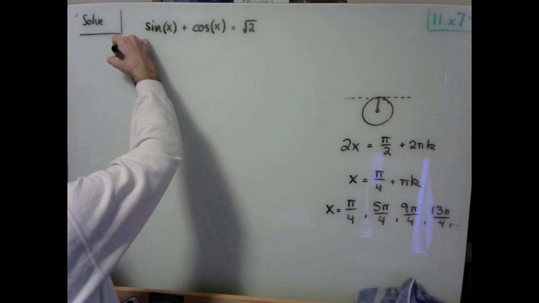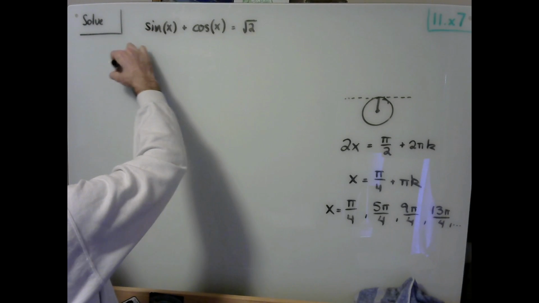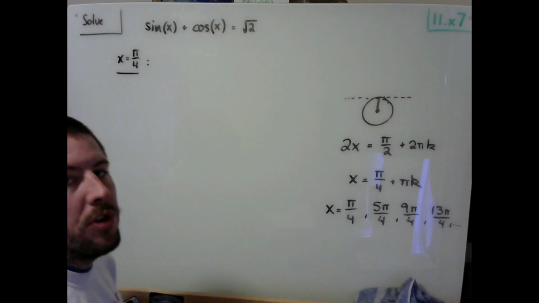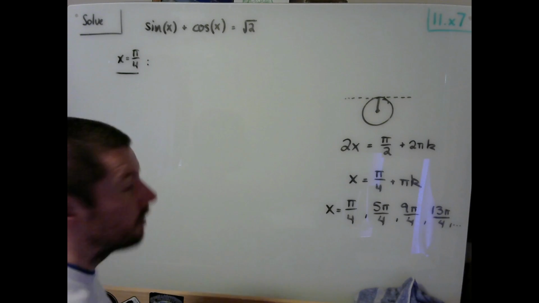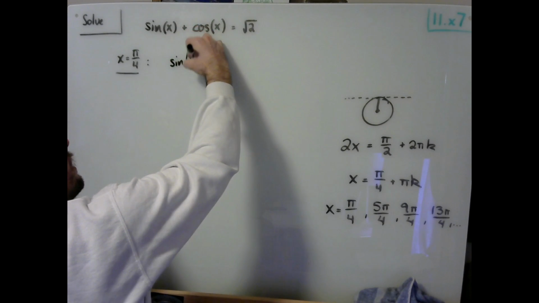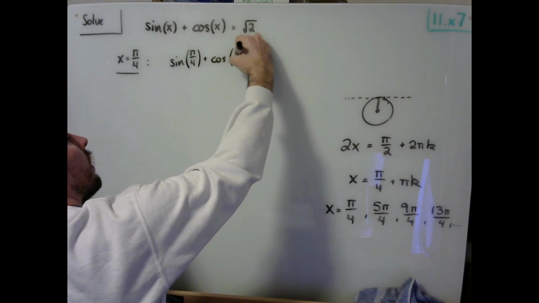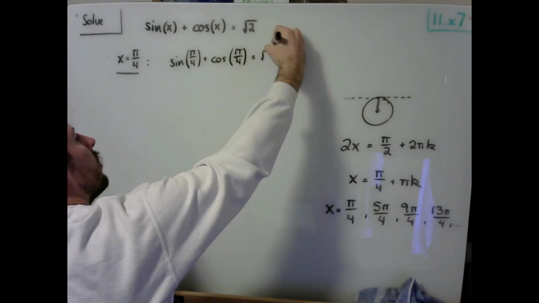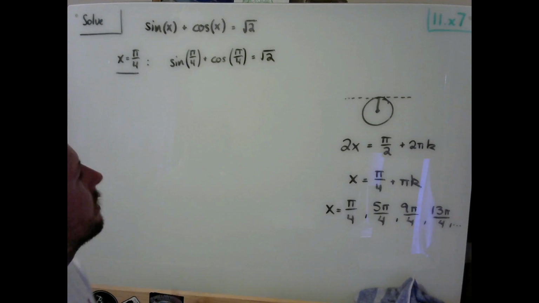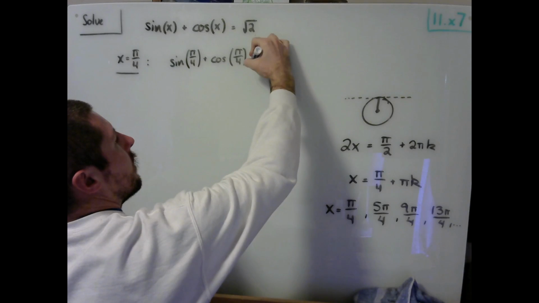So let's start trying some of these. Let's check a solution here. Let's see what happens if we do use the value of pi fourths. Is this really a solution? I'm going to plug it in. So what I'd like to know is, is this correct? Maybe I'll indicate this here with a question mark.